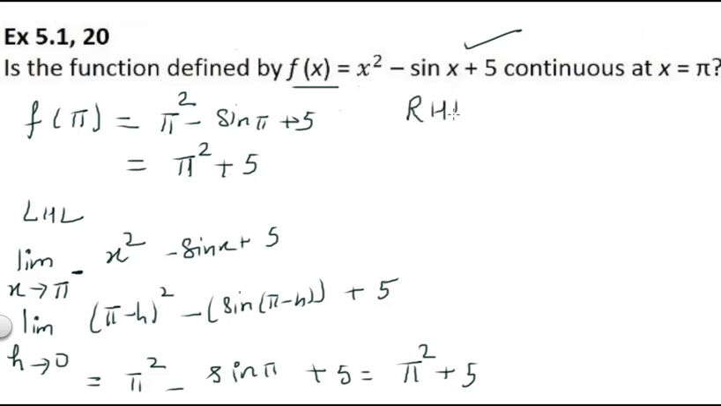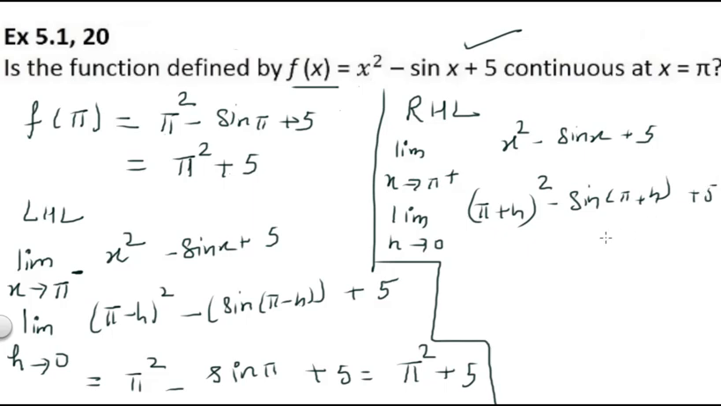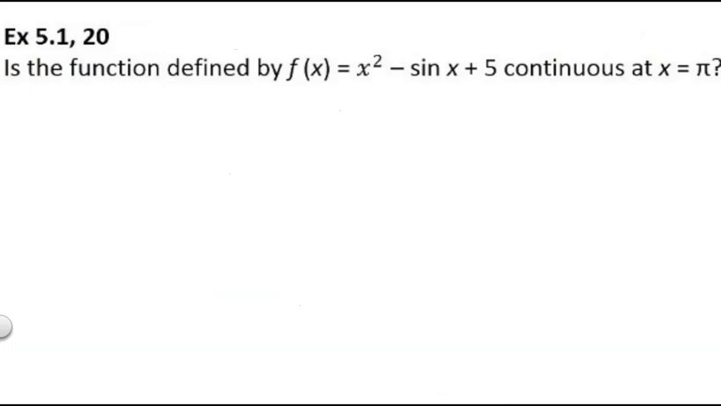Similarly, in RHL, instead of minus h, you will have plus h. That's the only difference. So let us do x tending to pi plus, write the function. Clear? Now when you change it to limit h tending to 0, what do you get? You will get pi plus h whole square minus sine of pi plus h plus 5. Putting h equal to 0, you get the answer as pi square plus 5. Now you see LHL, RHL and the function value at that particular point are equal. Hence the function is continuous. That's all that is to be done in the question. So I hope this is clear. We can move to the next question now.